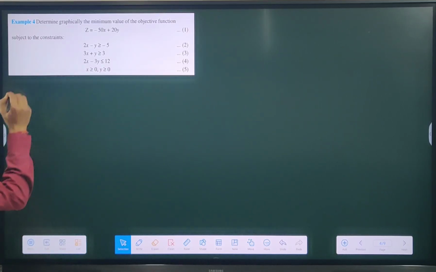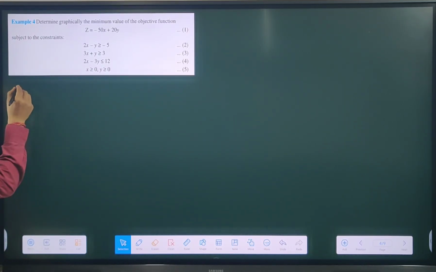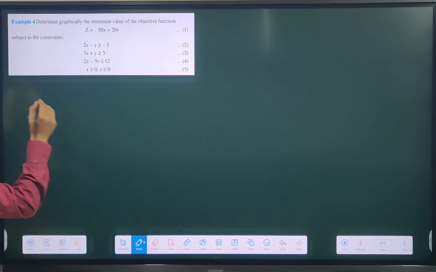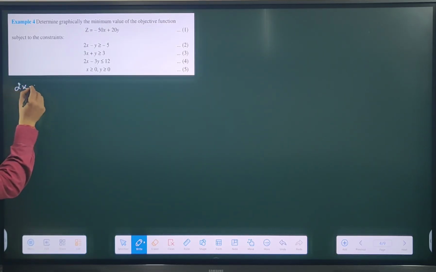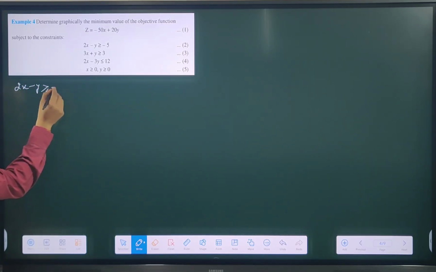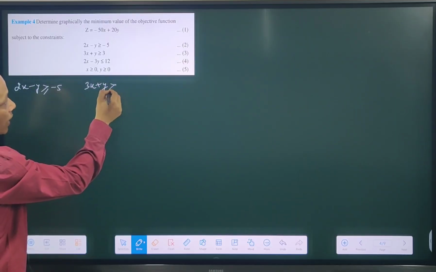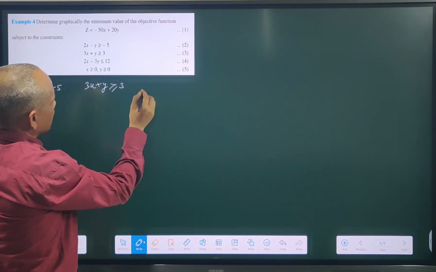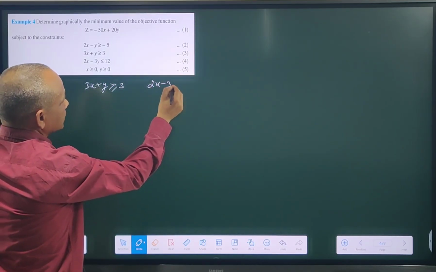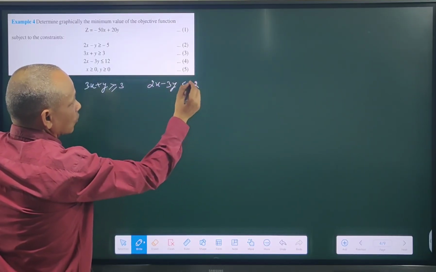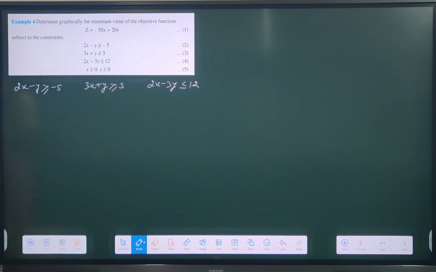The first constraint is 2x minus y is greater than or equal to minus 5. The second constraint is 3x plus y is greater than or equal to 3, and the third constraint is 2x minus 3y is less than or equal to 12, and x is greater than or equal to 0 and y is greater than or equal to 0. These two constraints are always given to you.